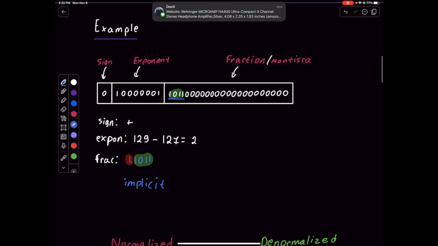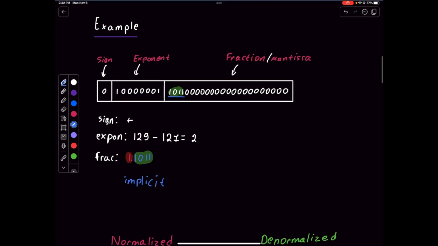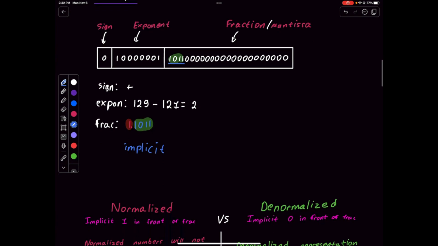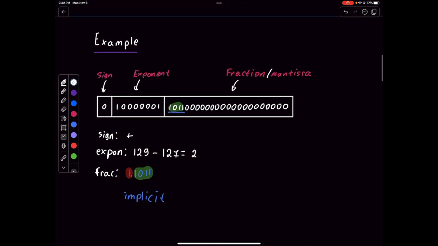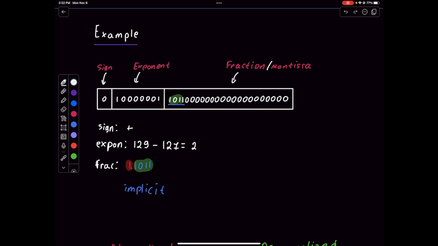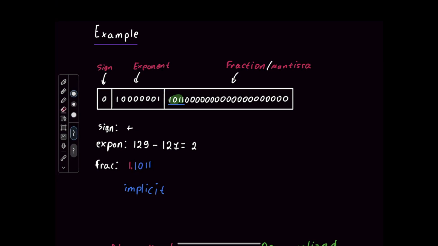Now, how do we know that something is normalized? Well, actually, let's complete the calculation first. But we'll talk about how to tell if it's normalized, if we need that 1, or if we need a 0 in its place. So let's continue with the calculation. So we got our fraction to be 1.1011. That is our fraction.